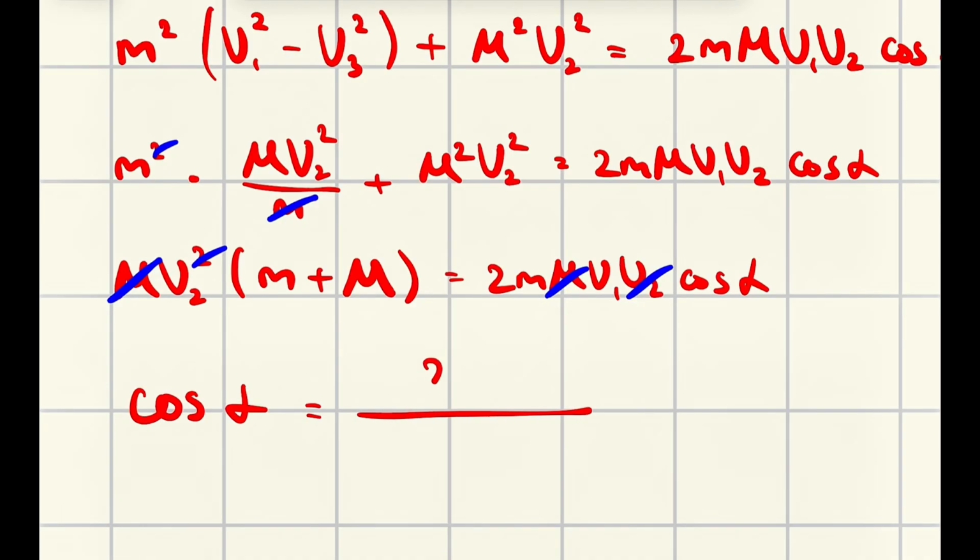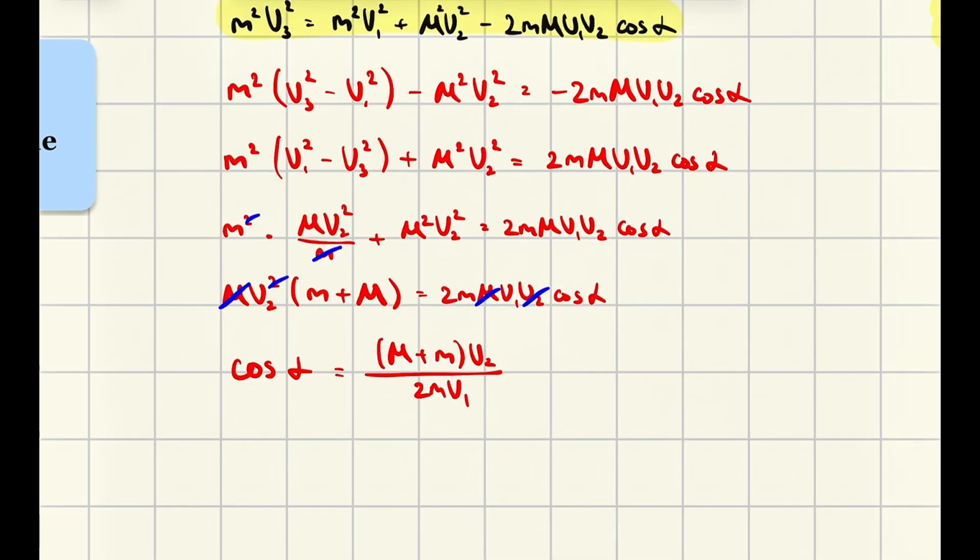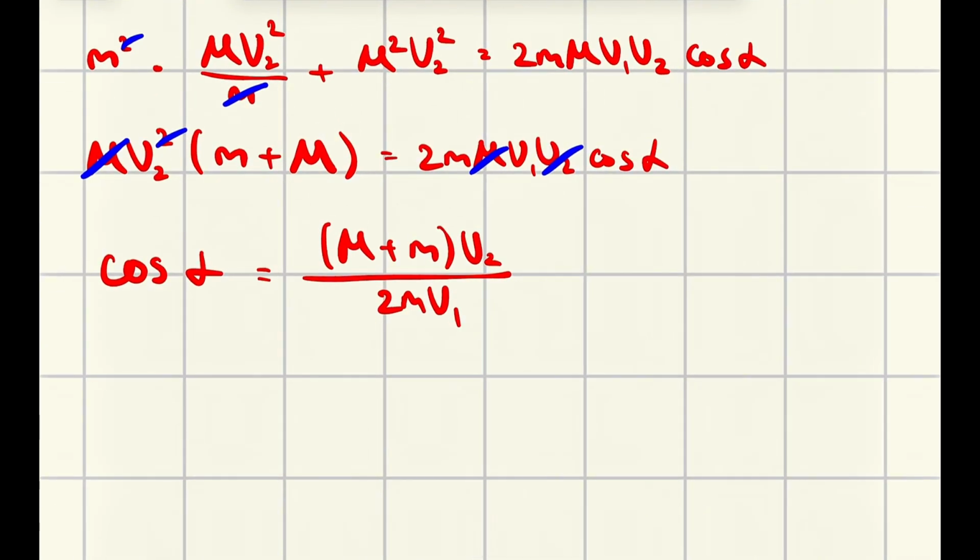Meaning of cosine alpha is something like this. It is what? M plus m, and outside of the brackets it is v2, and below we have 2m v1. Okay, this is the meaning of cosine alpha. Let's keep it. I believe it's got to be something useful to us.